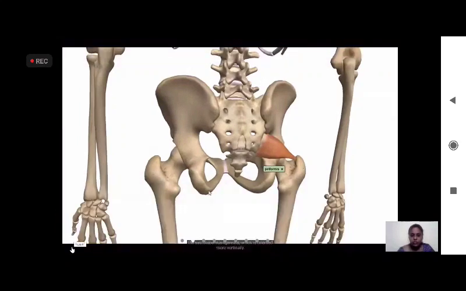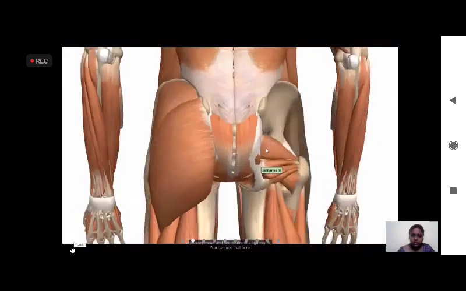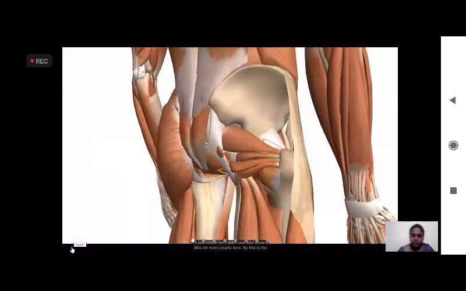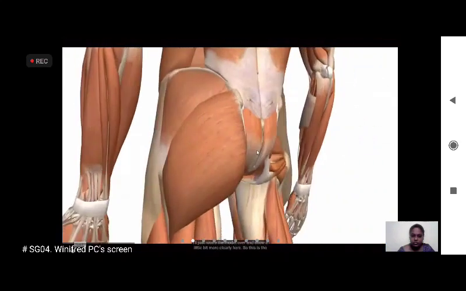Ligament called the sacrotuberous ligament, which is oriented more vertically. So the greater sciatic foramen is this space between the greater sciatic notch and the sacrospinous and sacrotuberous ligaments. So you can see that here. I'll just rotate the model over and show a bit more clearly here.